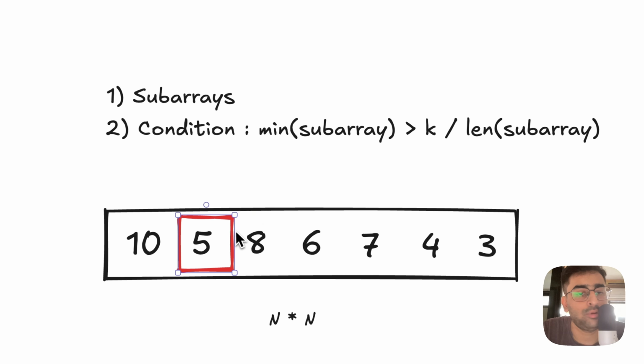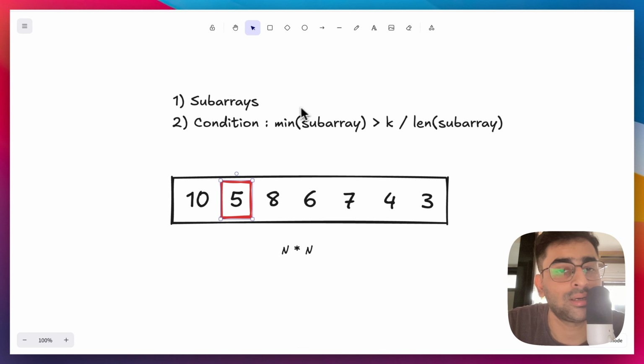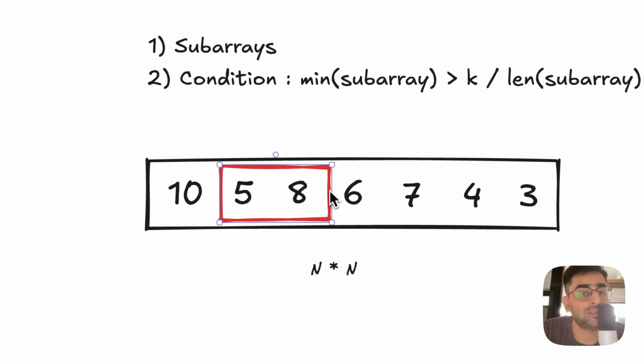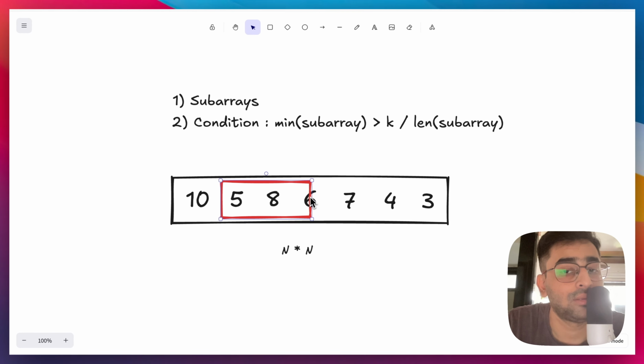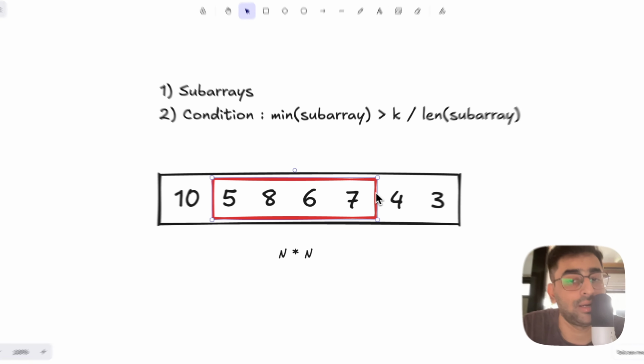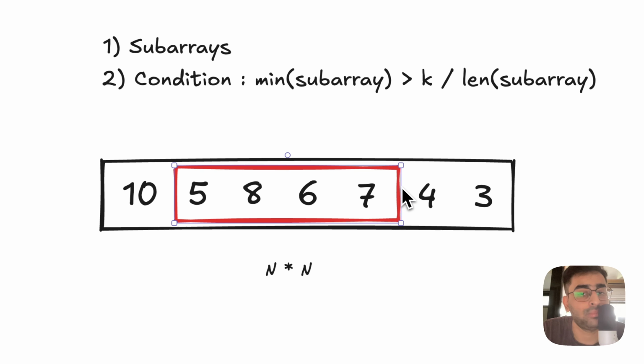So what I'm doing is, first we have to fix the minimum element of the subarray. So I'm saying that I want to know the maximum length subarray where 5 is the minimum element. Okay. So 5 is the minimum element that I've taken. Now, this is one subarray where 5 is the minimum element. This is another subarray where 5 is the minimum element. This is the third subarray where 5 is the minimum element, and so on and so forth up till this point. Up till this point, 5 is the minimum element.